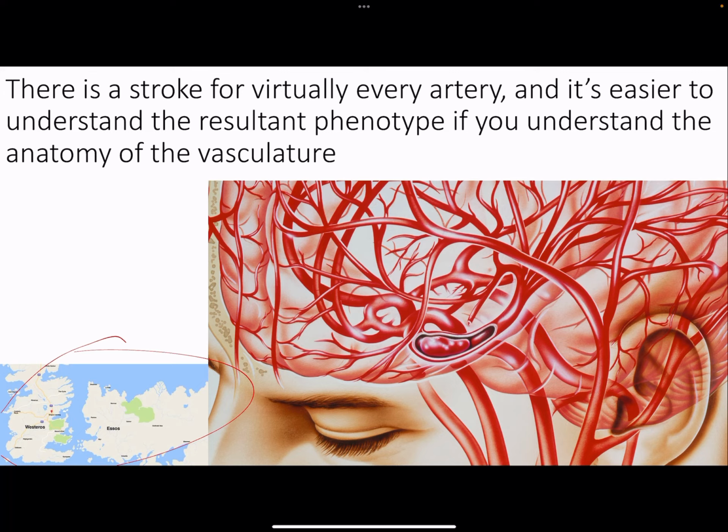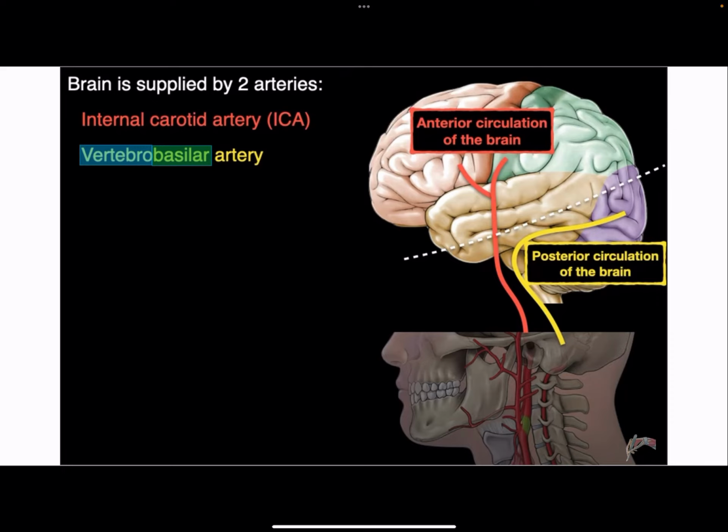But I would make the argument that it made the show a lot easier to follow if you knew where everything was. Same thing with strokes. If you know where the arteries are, it's easier to figure out the immediate proximity of what's going to be affected. So without further ado, let's get into it.